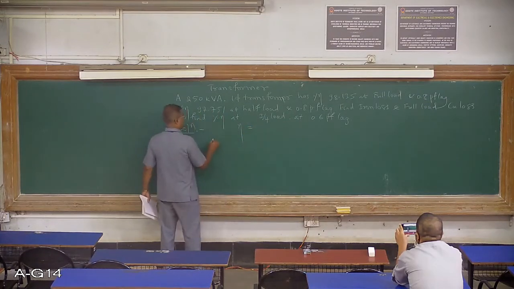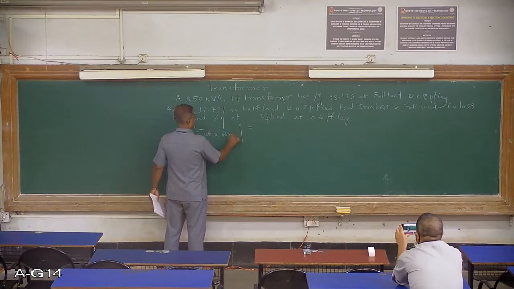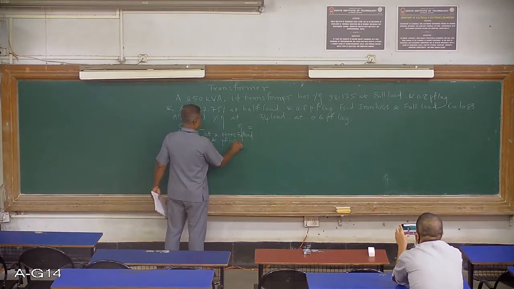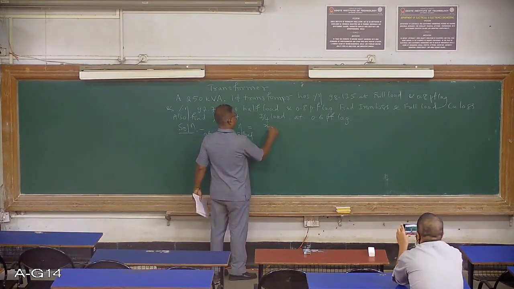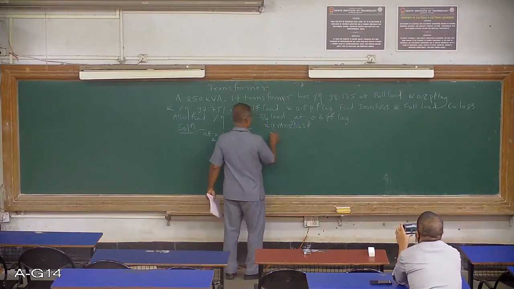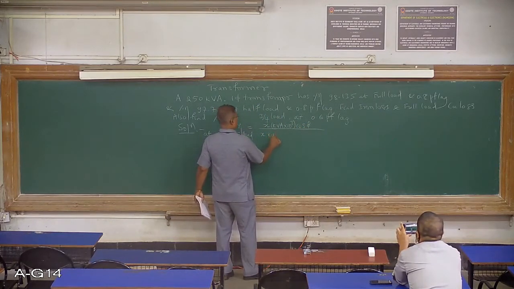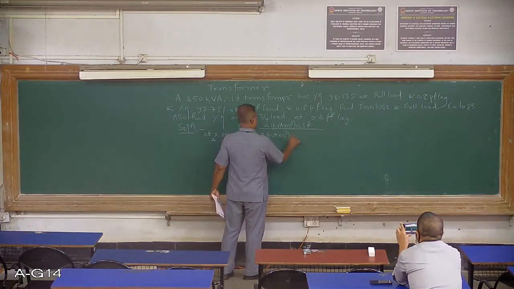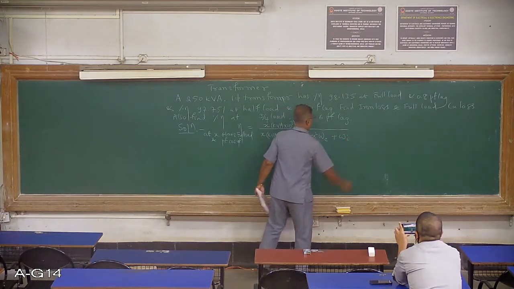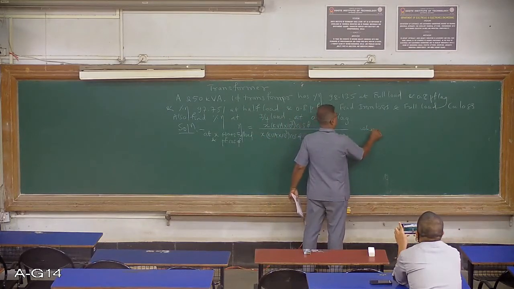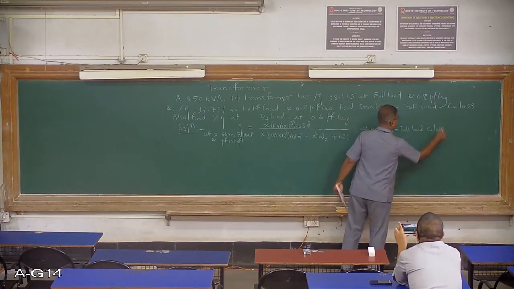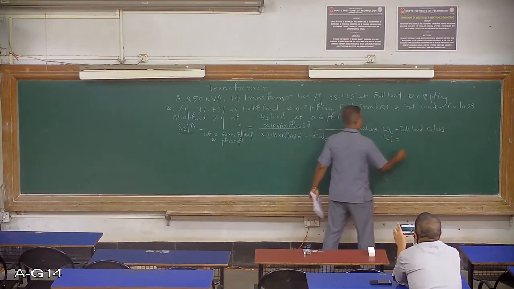Efficiency of transformer at X times full load and power factor cos phi is given by X times kVA into 10 raised to 3 cos phi, by X times kVA into 10 raised to 3 cos phi plus X square times WC plus WI, where WC is full load copper loss, as already we have studied, and WI is iron loss.